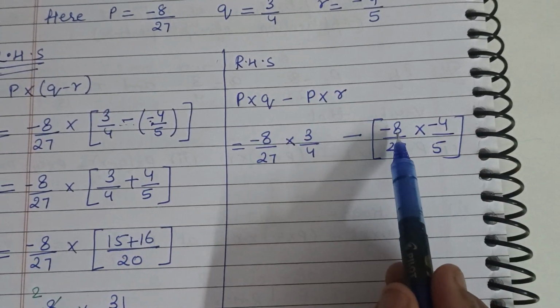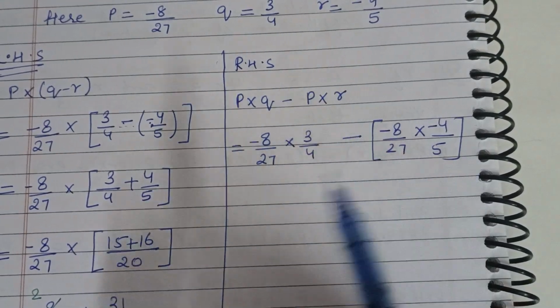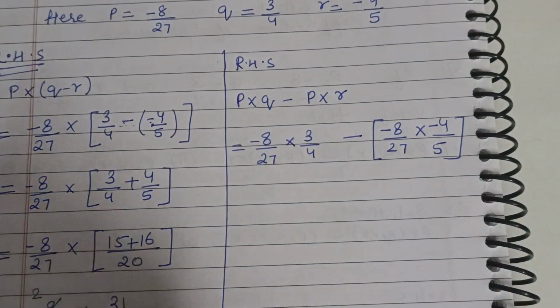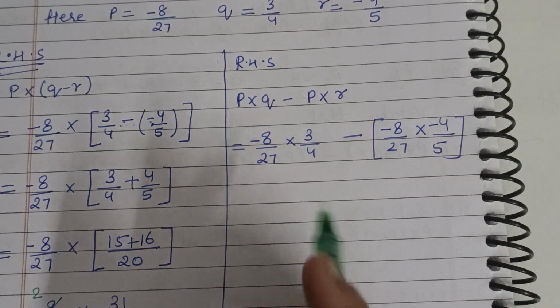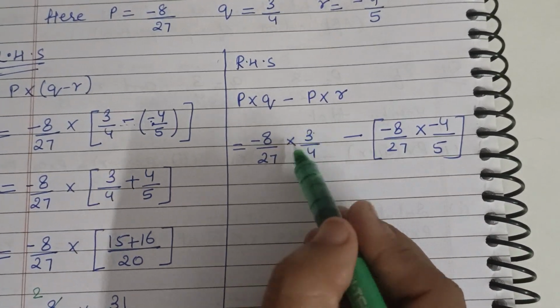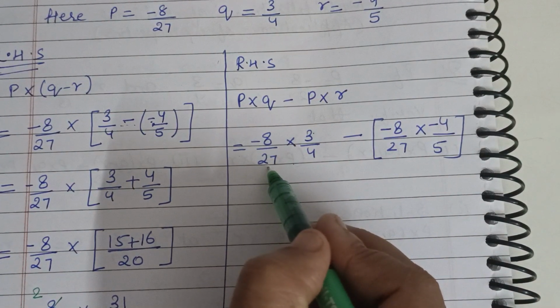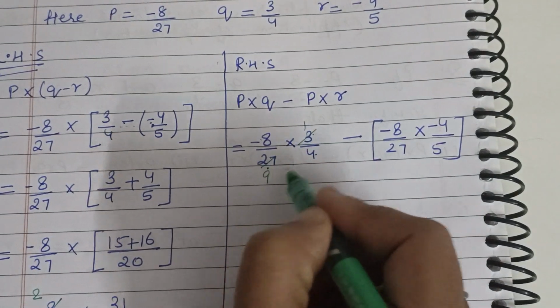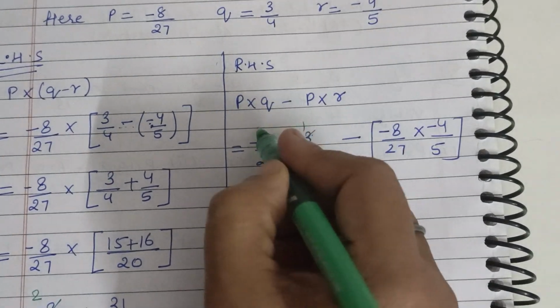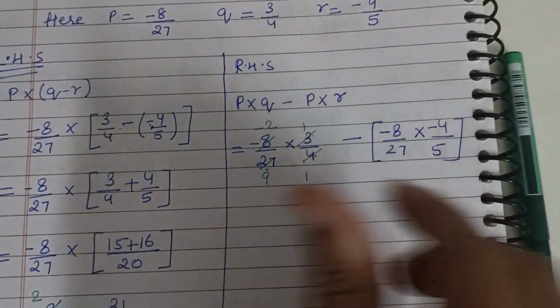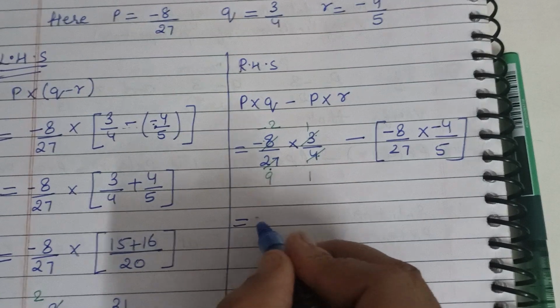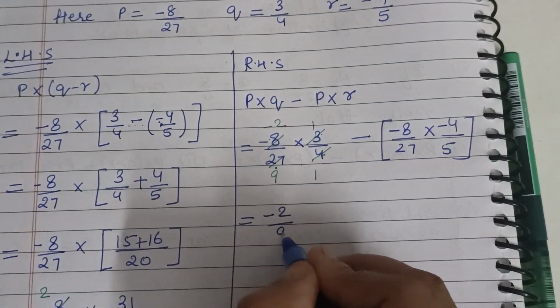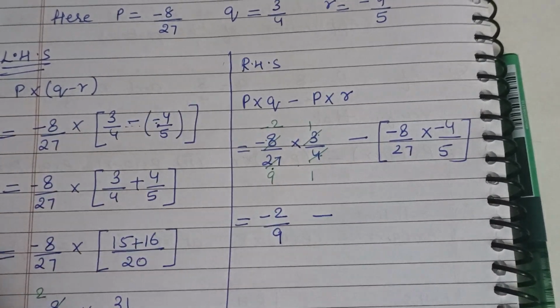The reason behind the first and second, both the numbers are negative rational numbers. Now in the first product, 3 and 27 are cut, 4 and 8 are cut. 3 ones are 3, 3 nines are 27. 4 ones are 4, 4 twos are 8. What is left after cutting in the first bracket? Minus 2 by 9.